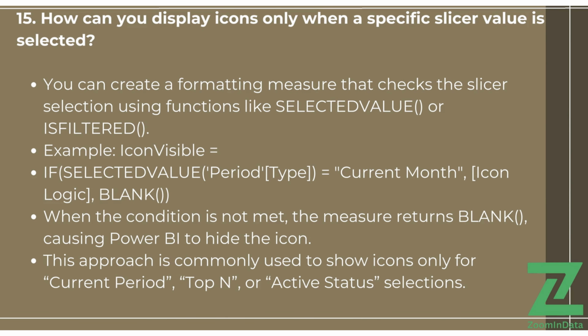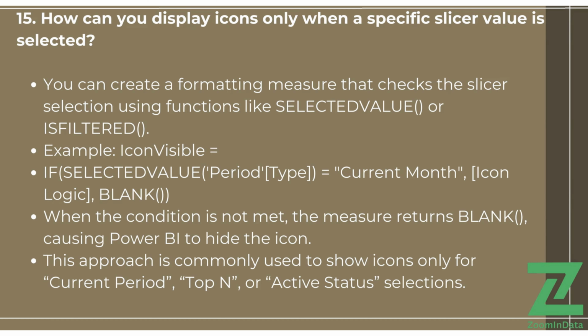15th question. How can icons be displayed only when a specific slicer value is selected? Icons can be displayed conditionally by creating a formatting measure that checks the slicer selection using functions such as SELECTEDVALUE or ISFILTERED. For example, icon visible is equal to: if the selected value from the field period type is equal to current month, then return the icon logic measure, otherwise return blank.